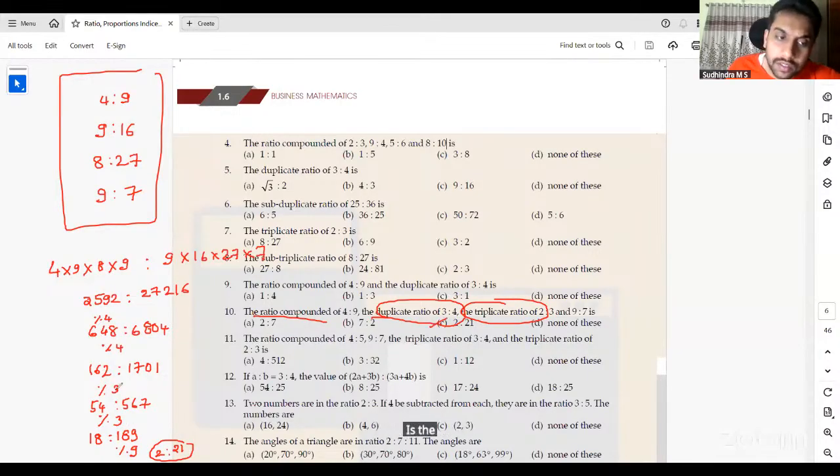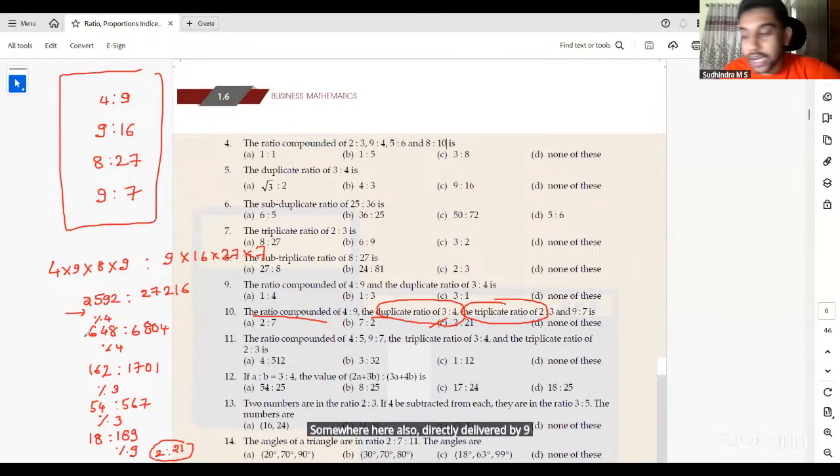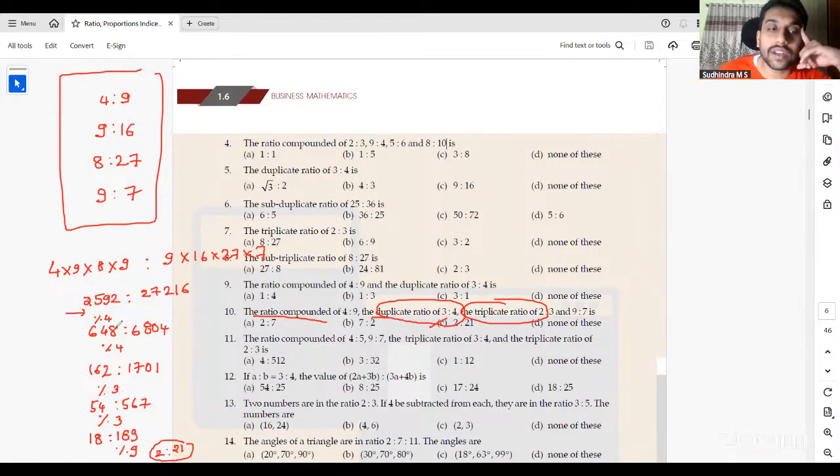You could have done this somewhere here also, directly divide by 9 or a bigger number. It will help you to simplify faster. 2:21 is the answer. Did everyone understand? Yes, sir. If anyone is making a note, complete, others can move on to question number 11.